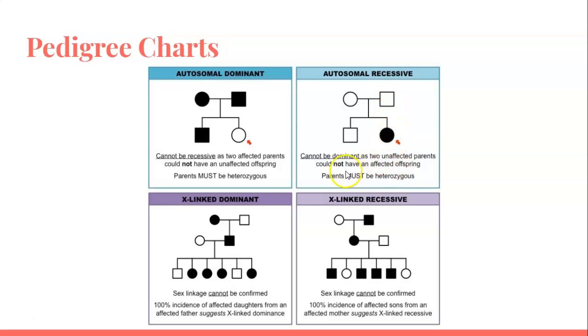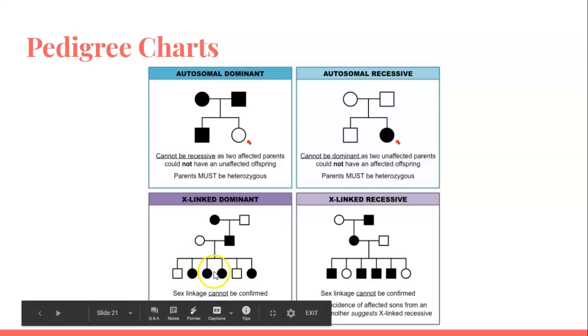to their children. X-linked dominant, you can see that the woman has it and passes it on to her son, right? She gives the X to the son, so the son has it, and then the son has one X and gives it to all of his daughters, right? So all of the daughters now show it.